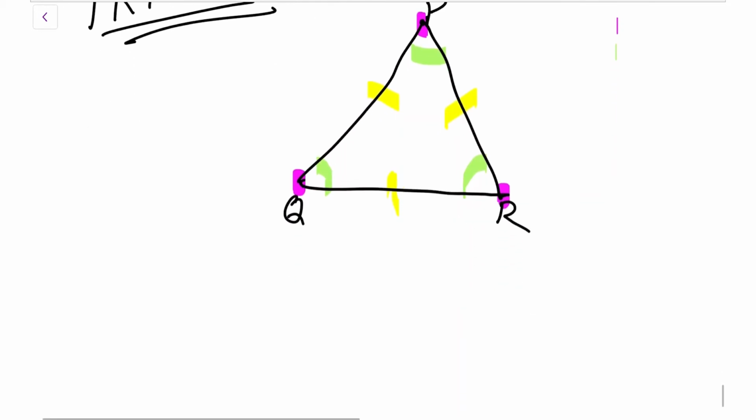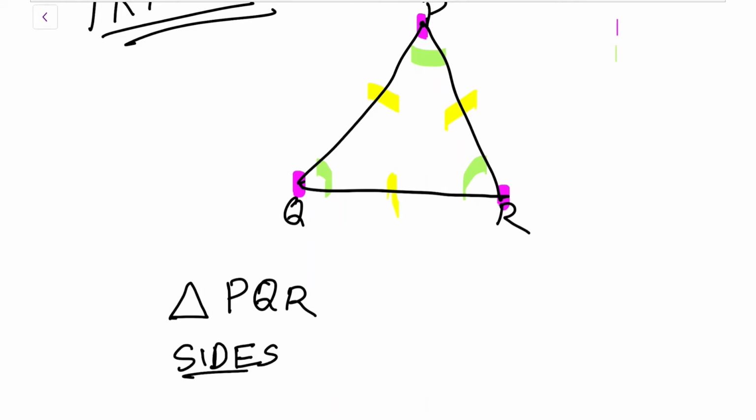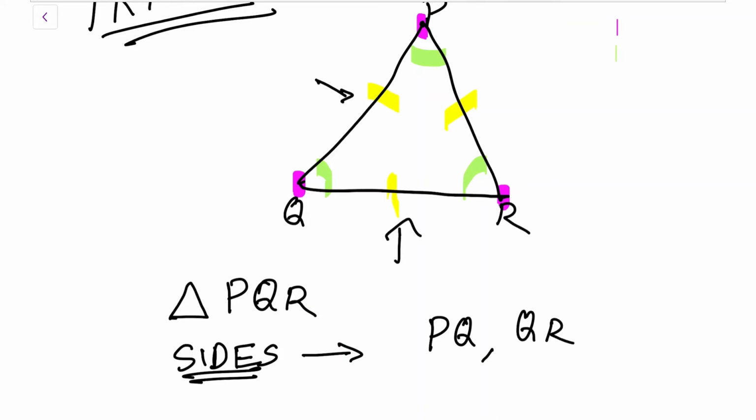Now, how do you denote a triangle? A triangle is denoted as triangle PQR. That is how this triangle is denoted. Okay. And it's read as triangle PQR. Now, tell me what are the sides? Those marked in yellow. That's right. It's PQ. That is this one. QR. That is this one. And PR, that is this one, 3 sides.